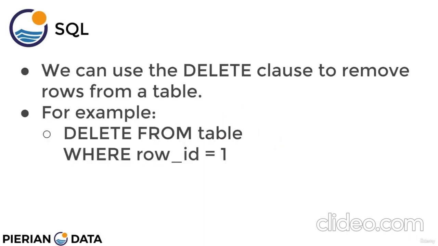Welcome back, everyone, to this quick lecture on the delete clause. As you may have expected, we can use the delete clause to remove rows from a table. For example, we could say something like delete from, then choose the table name, where, and then some sort of condition, such as column row ID equal to 1. And this would remove the rows that have a row ID of 1.